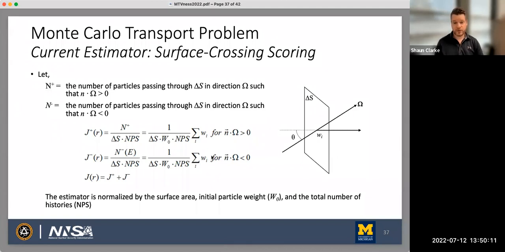If the simulation is fully analog, then these W sub i's, these weights, are equal to 1. So this tally estimator just boils down to the sum of 1 every time a particle crosses. So if you have 10 particles cross and their weights are all 1, this would be 10 divided by your number of particles, and that's the estimate of the surface crossing tally.